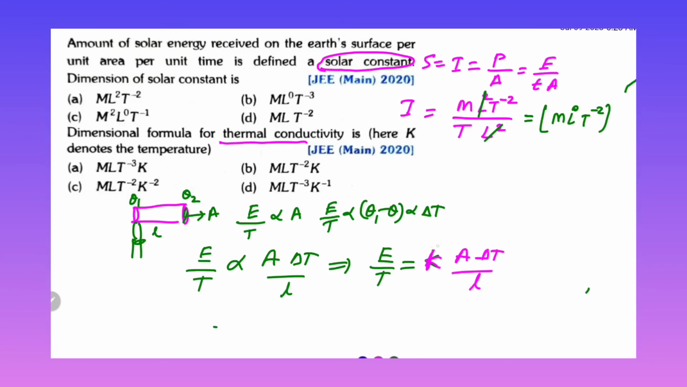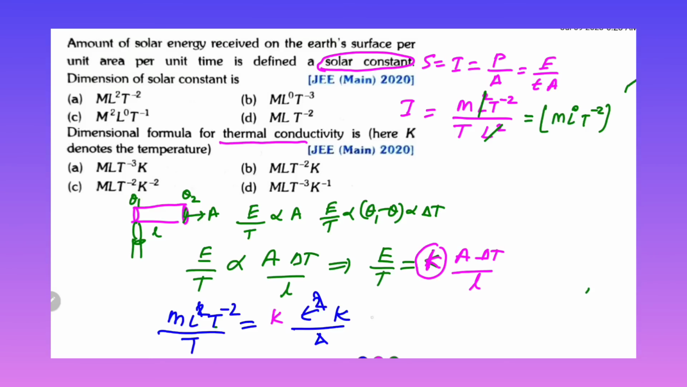So you have to find out the dimensions of this K now. Energy can be taken as M L square T power minus 2, divided by time T. Next is area, which is L square. Delta T can be taken as K, Kelvin, and length is L. So L square gets cancelled with this L.